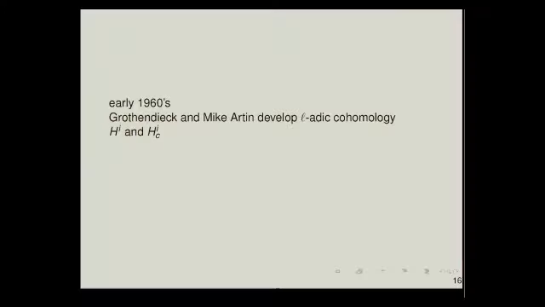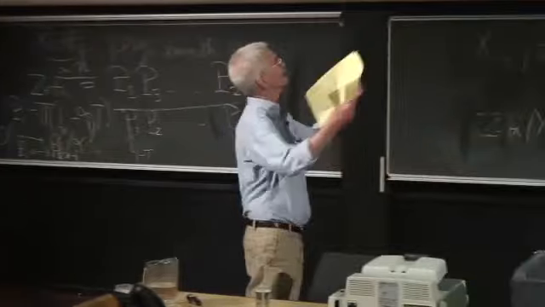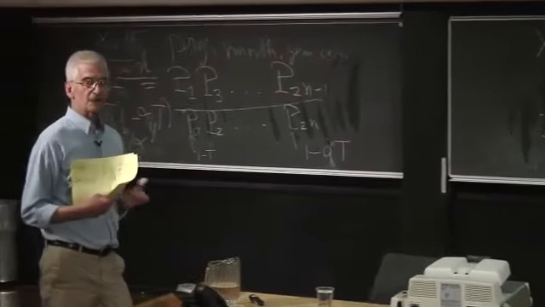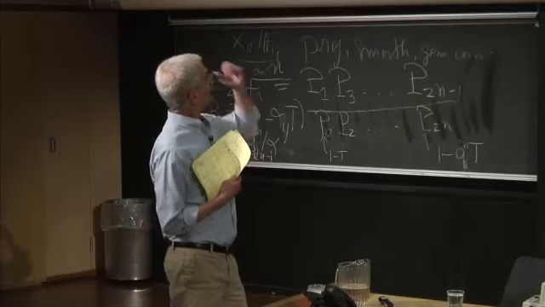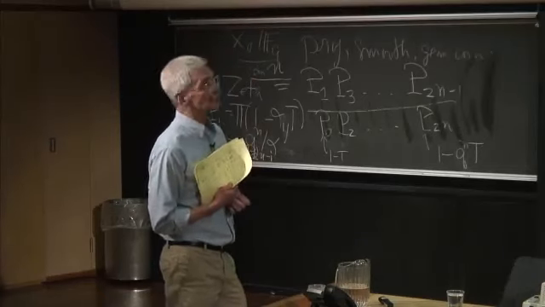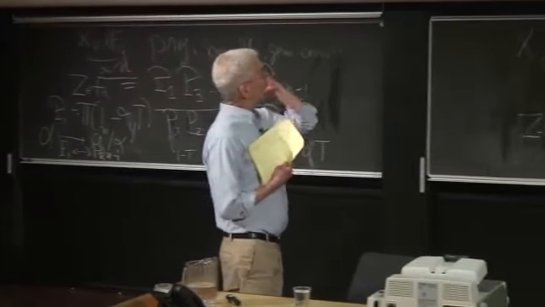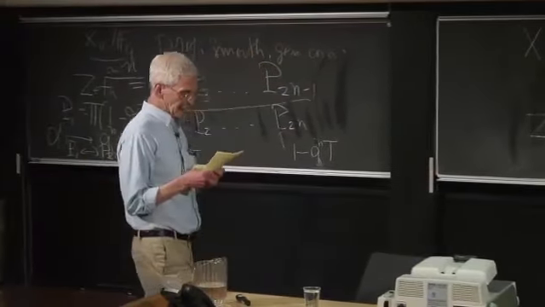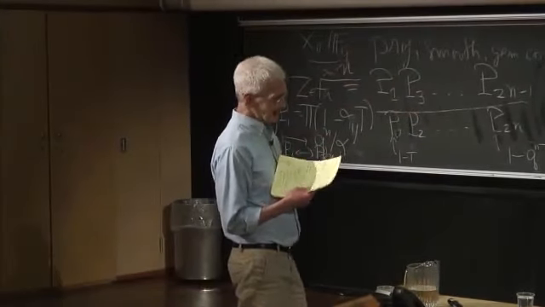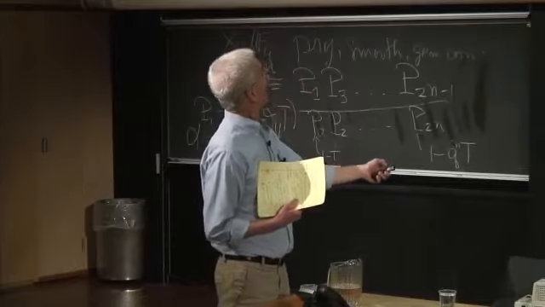is in the early 1960s, Grothendieck and a number of collaborators, but particularly Mike Artin, develop l-adic cohomology, which attaches to a separated scheme of finite type over an algebraically closed field its ordinary cohomology groups and its compact cohomology groups with Q_l-adic coefficients. Here's Grothendieck. Here's Mike Artin.